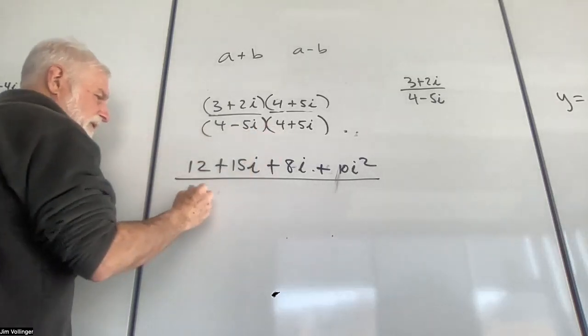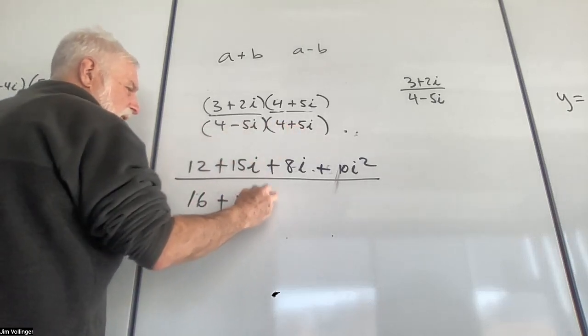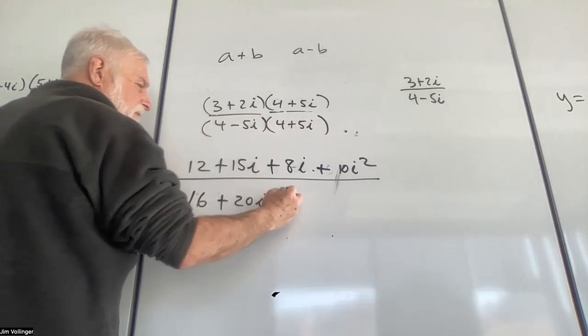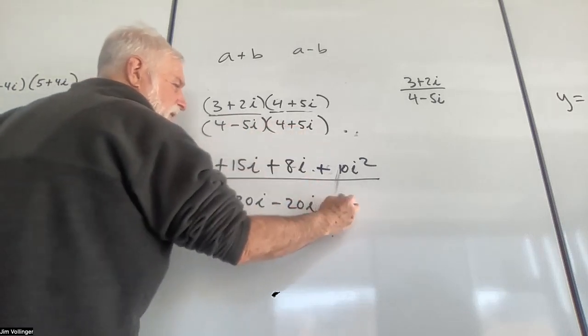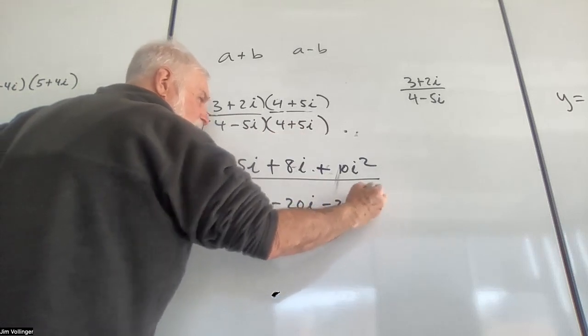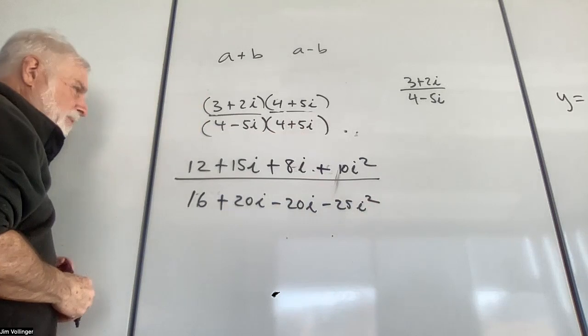4 times 4 is 16. 4 times positive 5i is 20i. Minus 5i times 4 is minus 20i. And minus times a minus is a minus 25i squared. That's where people make mistakes. Don't say i squared. Too bad.